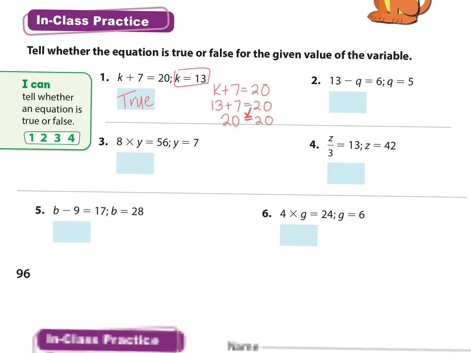Okay, number 2 is 13 minus q equals 6. So we're going to practice again good habits, where we write the equation. Then I plug in what I know. I know that q equals 5. So 13 minus 5 equals 6. Then I solve it. What is 13 minus 5? 8. So 8 equals 6. Is that true or false? If it's false, I draw a slash through the equal sign. This is a mathematical symbol to show that they are not equivalent. But I will write false in my blue square.